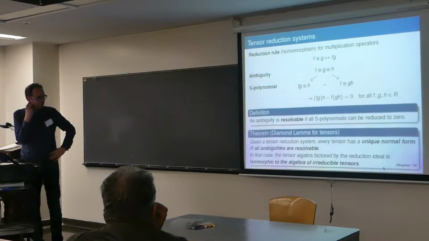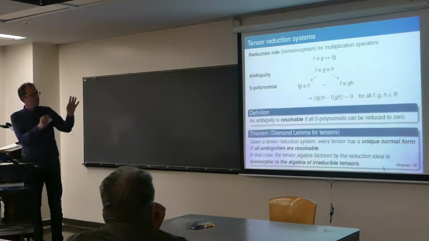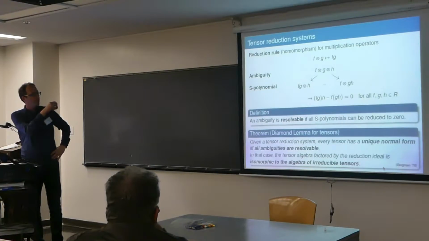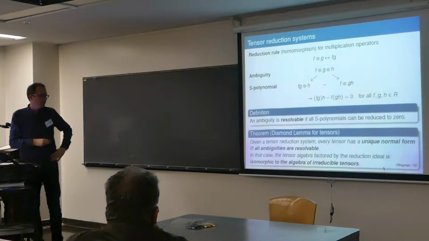That's how you can formulate the theorem, the lemma, in this setting. And in that case, the tensor algebra factored by the reduction ideal, which is just the ideal given by the left-hand side of the homomorphism minus the right-hand side, the ideal generated in the tensor algebra by these identities, is isomorphic to the algebra of tensors.